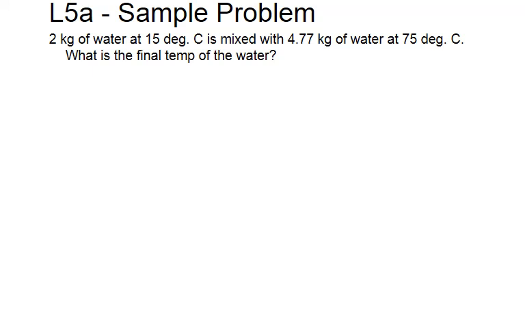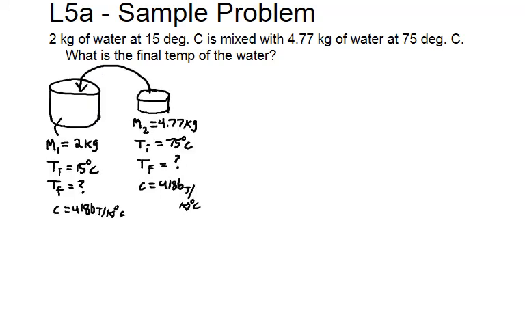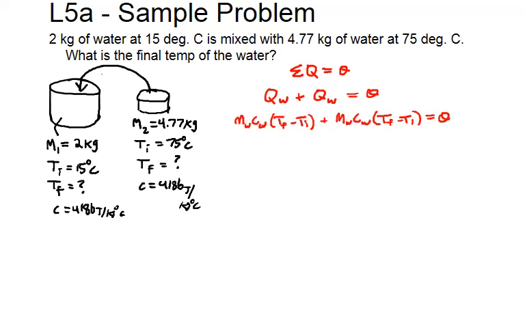All right, so 2 kilograms of water at 15 degrees Celsius is mixed with 4.77 kilograms of water at 75 degrees Celsius. What's the final temperature of the water? In this case, as we draw these out, we have one that's warmer than the other, the 75 degrees Celsius water. It turns out you use the exact same method, because the thermal energy gained by one should equal the thermal energy lost by the other. When we set this up, again with the Q's, in this case we have water and water, right? So if we split this up into water 1 and water 2, we can find that energy transfer.